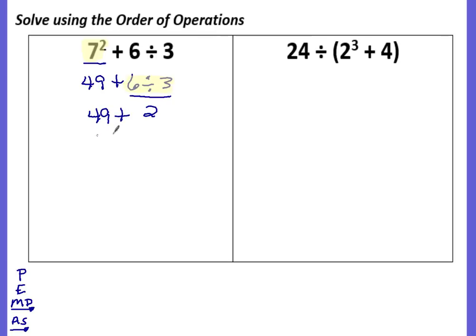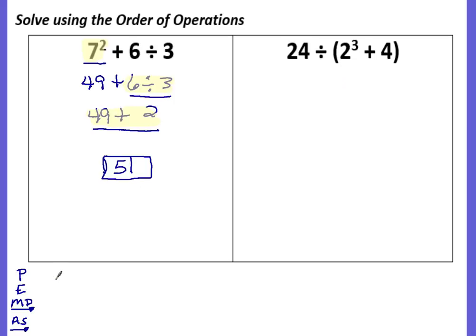And now I have one last operation to do, 49 plus 2. So I'm going to either underline it, or you can highlight it and solve it. 49 plus 2 is 51. Now that I have my answer, you need to make sure that you clearly identify your answer. You can circle it, you can put a box around it, do something so that you can clearly see the answer. The answer is 51. Let's do the next example.